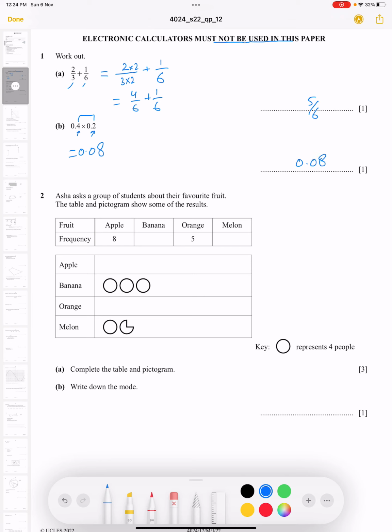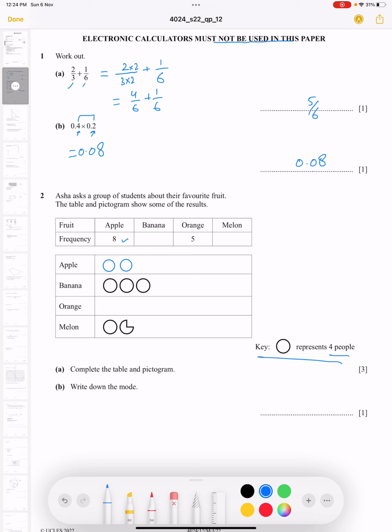Okay, next question. Asha asks a group of students about their favorite fruit. The table and pictogram show some of the results. Okay, so apple, its frequency is 8. Banana, it's given in the form of pictogram. Oranges are 5. Melon are not given here. We will figure it out from the pictogram. They have given a key that one full circle represents 4 people. Fine. So as apple, there are 8 people. Frequency is 8. It means we will make 2 circles, right?